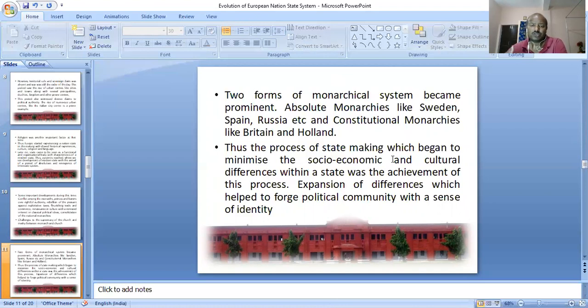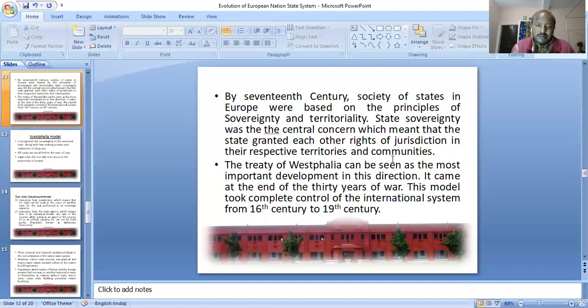State making was gradually becoming easier because, first of all, war making was important. Then some rules were introduced to the nation states to ensure that people were at peace. Then different kinds of monarchies were emerging. The process of state making was also necessary to minimize the socio-economic and cultural differences within a state. And all of us know that we need some kind of super-constitutional body like a state to monitor these socio-economic and cultural differences, right? That's why the nation state system became very, very important.